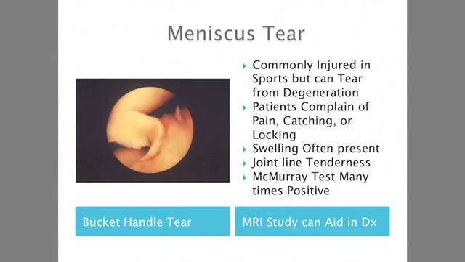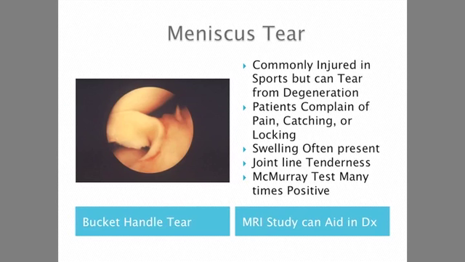The patients that come to your office will complain of pain along their joint line. So if they have a medial meniscus injury, they'll have pain along the medial joint line. They also may complain of catching or giving way. And swelling may also, of course, be present.